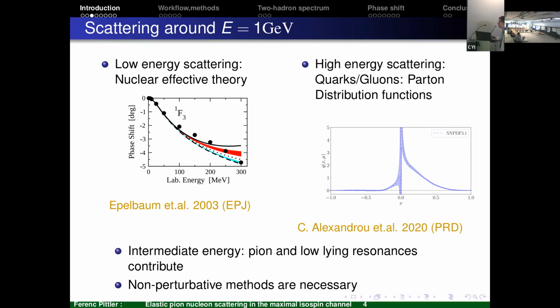However, at very high energy, where the hadrons are no longer the definite degrees of freedom but the quarks are also there, you have to consider parton distribution functions. And in my talk, I want to concentrate on the energy region between these two extremes, the so-called intermediate energy window, where the low-lying hadrons and the low-lying resonances also contribute to the scattering. In this case, non-perturbative methods are essential because perturbation theory doesn't work.